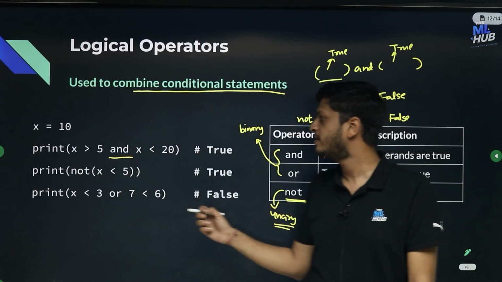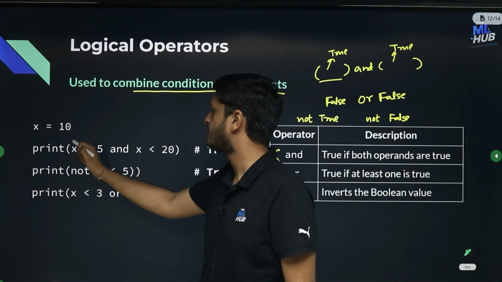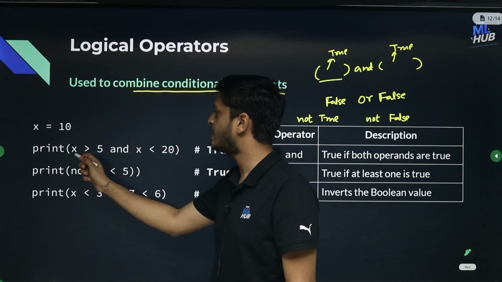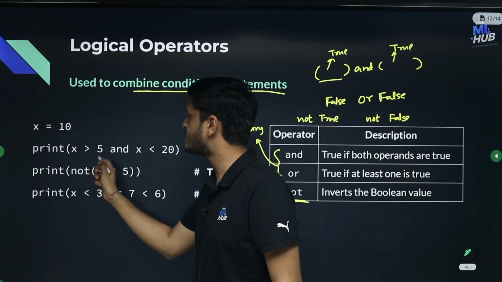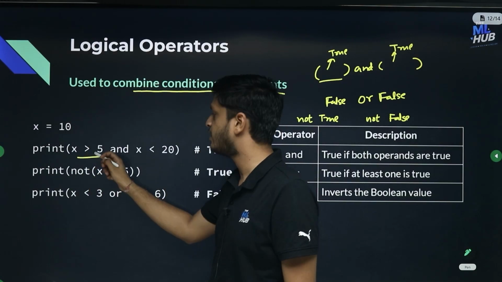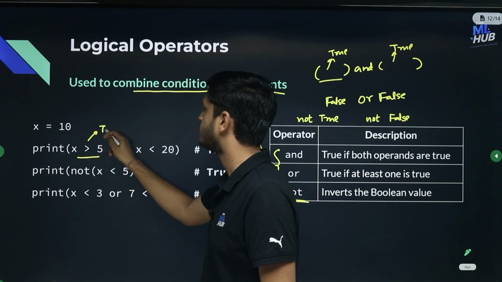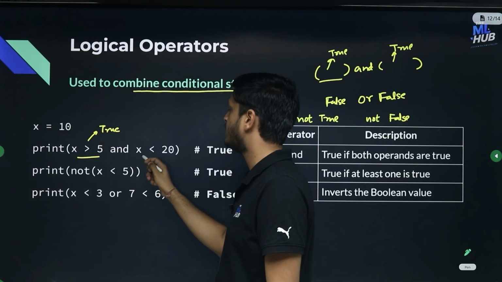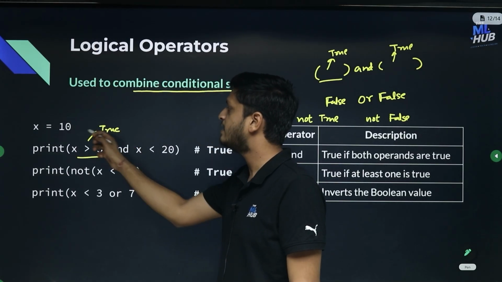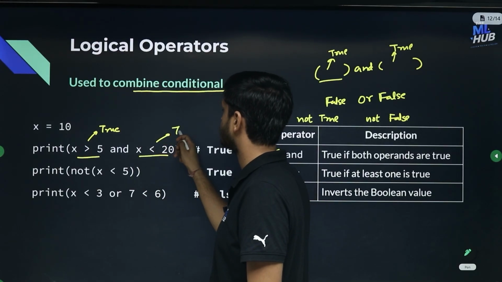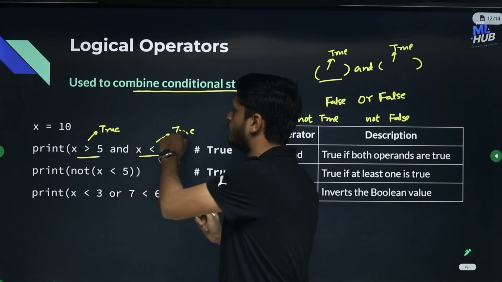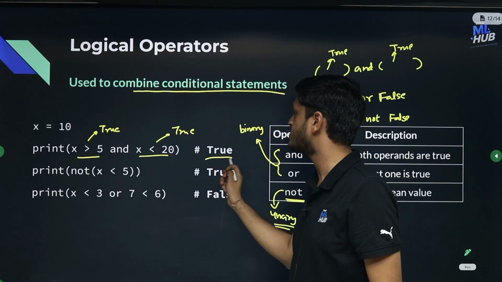Let us see an example. So here the value of x was 10. The value of x is 10, and we are saying x is greater than 5 and x is less than 20. So is x greater than 5? 10 is greater than 5. So this is true. And we have x is less than 20. Is 10 less than 20? 10 is less than 20. So this is also true. And we know that true and true is what? True. So we will get the output as true.